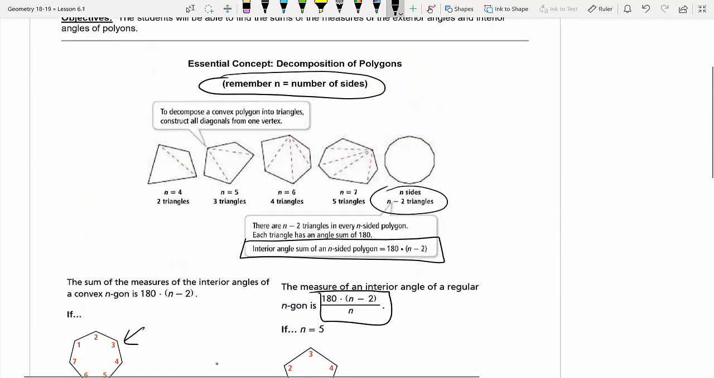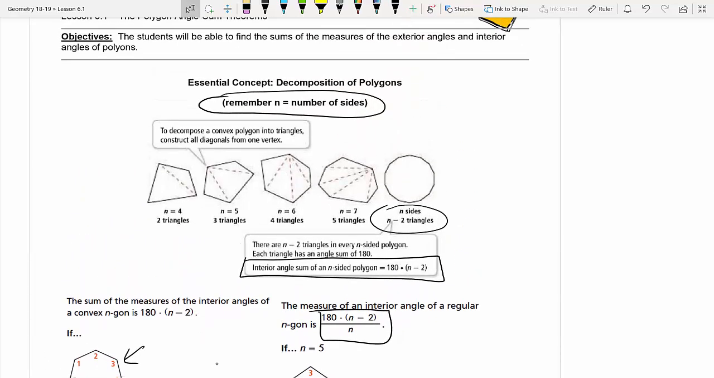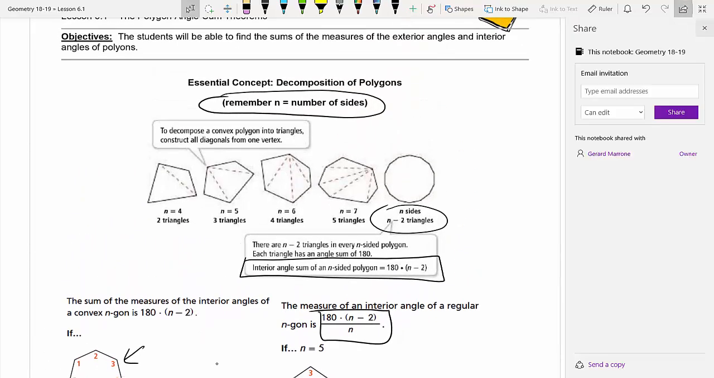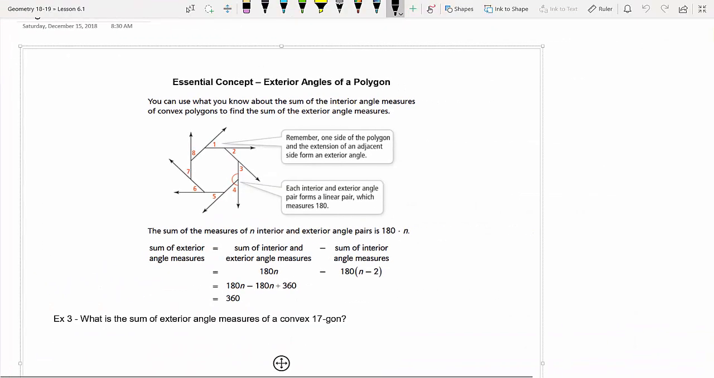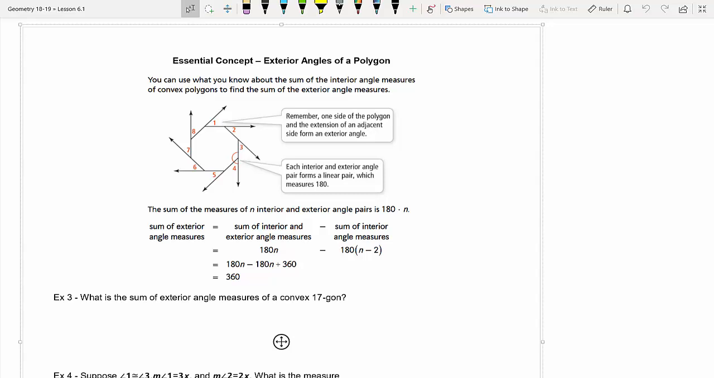Now, if we want to take a look at exterior angles, we've got a little bit of an easier time here. An exterior angle, if we remember, is just if we continued off of each side. So like those 8 angles that are labeled there are outside of the figure, and they're adjacent to all of the interior angles. Okay, so it's an extension of one of the sides.